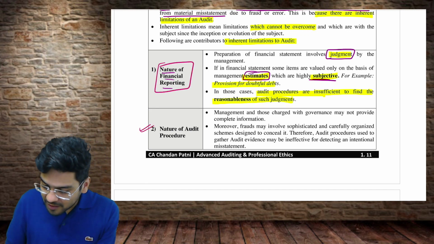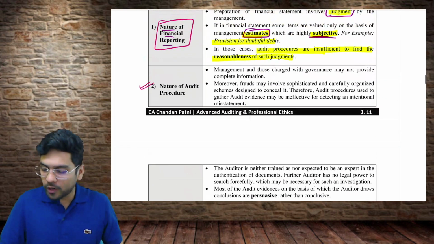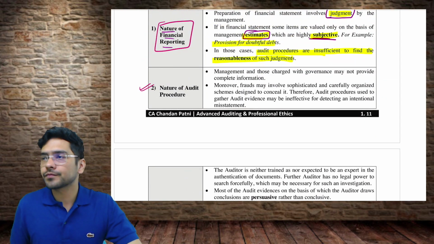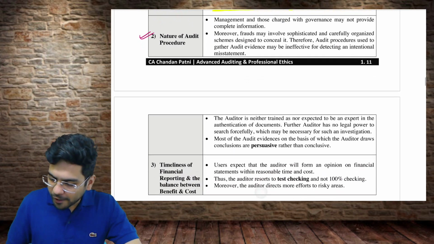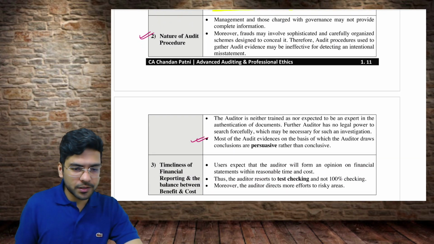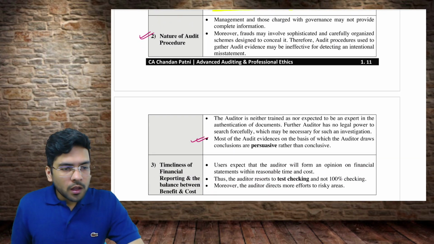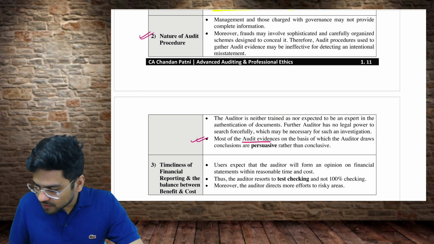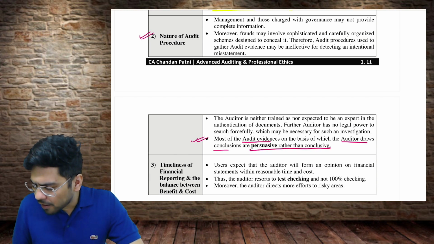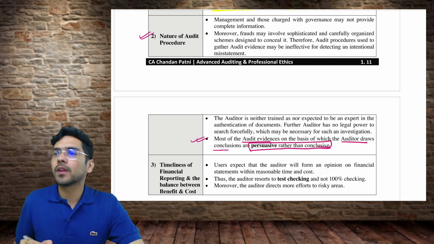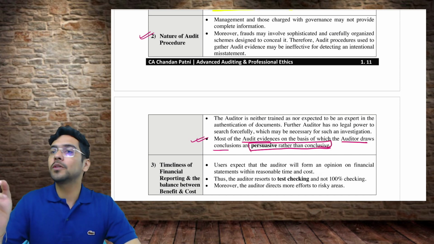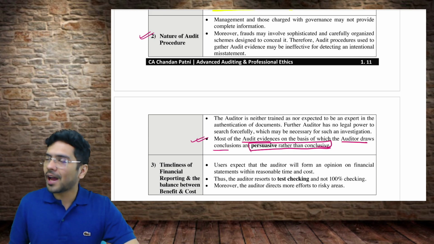Second, this is a point which is relevant to us, the nature of audit procedures. Now I would like you to read the last bullet first. It says most of the evidences on the basis of which the auditor draws conclusions are what kind of? Persuasive rather than conclusive. Now what does it mean?